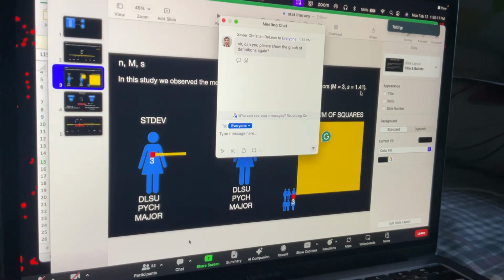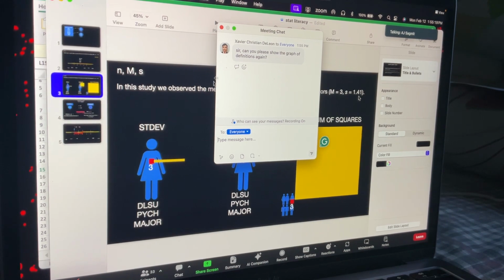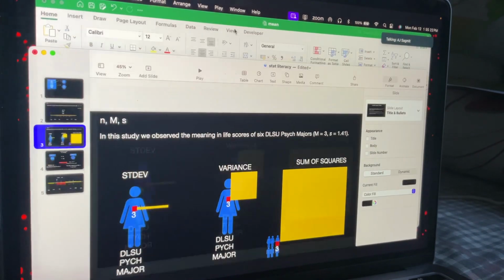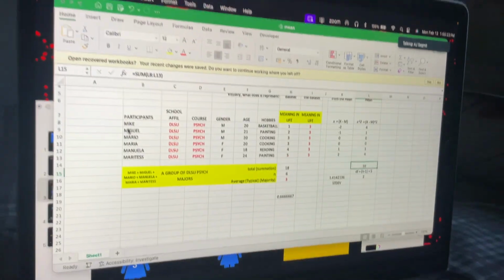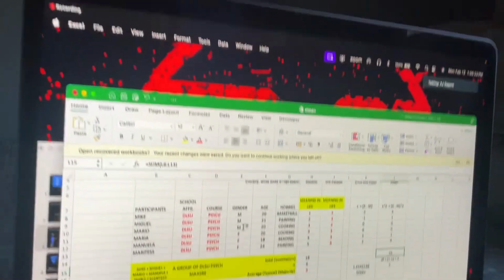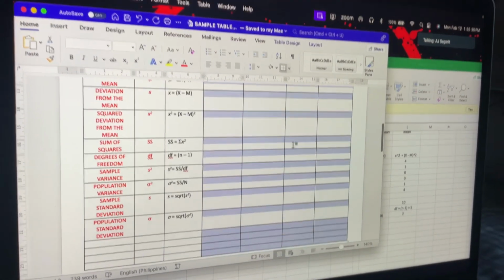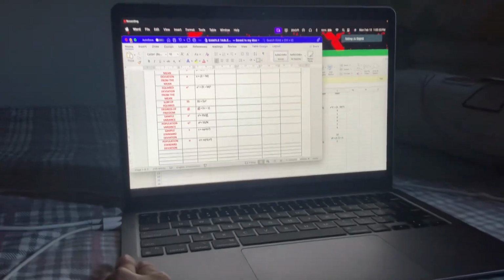Sabi ni Xavier, sir, can you please graph the definitions again? Like this, isusulat ko. Kayo na, makinig kayo. Magsulat. Okay? Kasi ayokong spoon feed sa inyo. Okay? Kayo magko-complete niyan. Okay, I hope you understand. I don't want to spoon feed you so much.